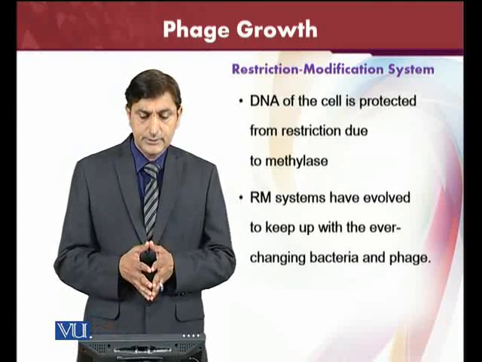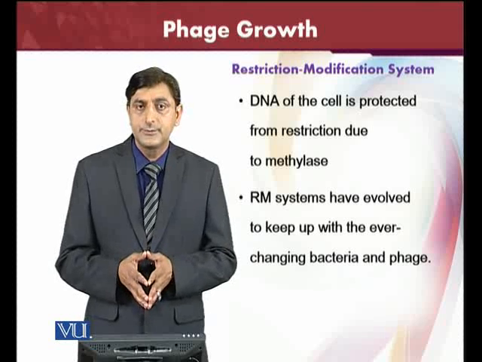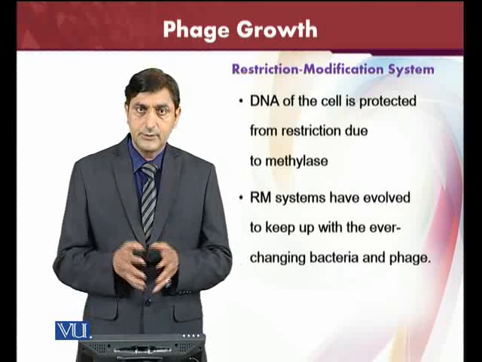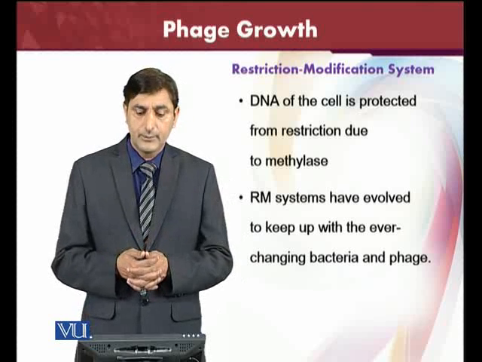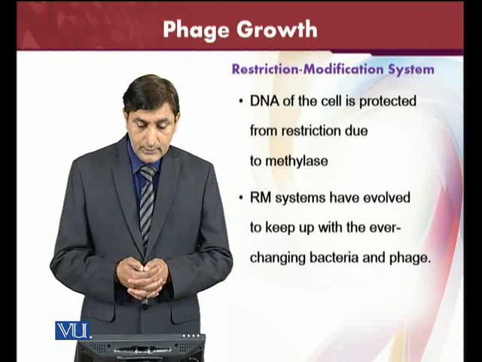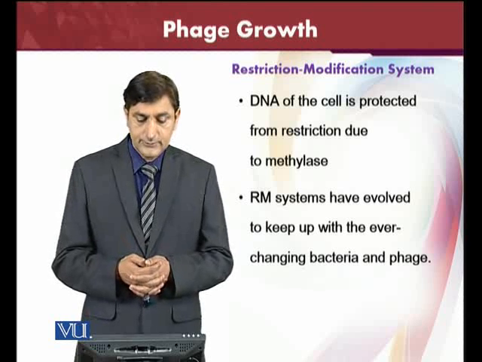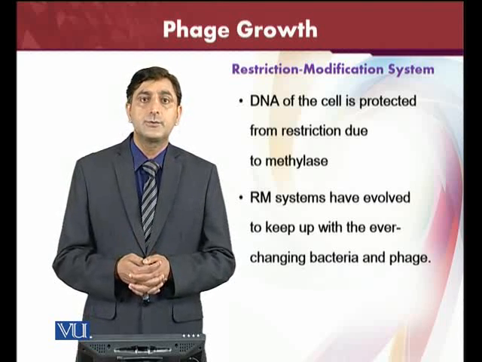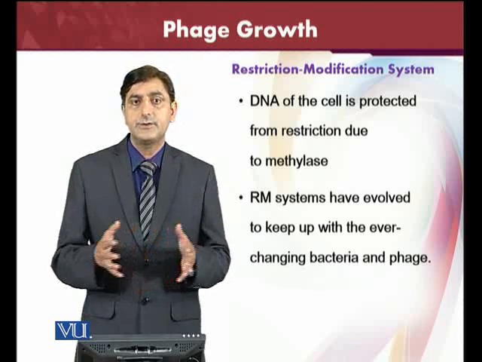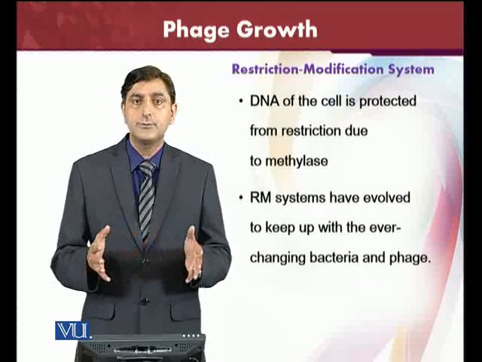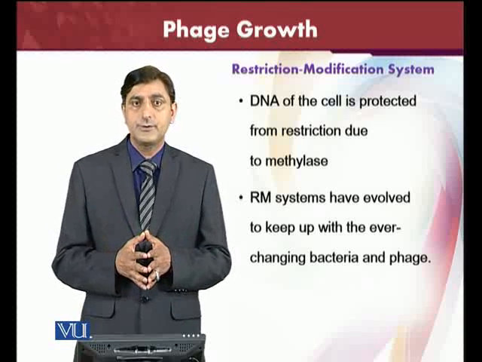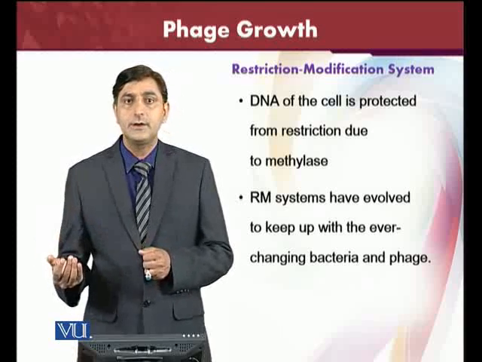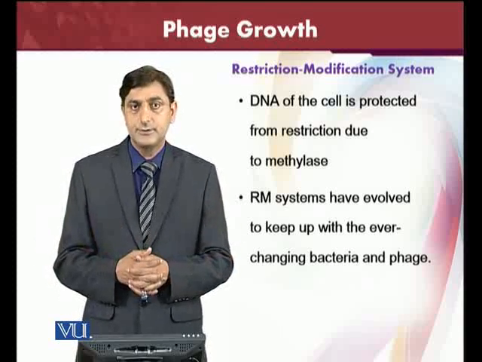The DNA of the cell is protected from restriction due to methylase. The methylase enzyme is also present, and this is also its role in evading the phages. Therefore, the restriction modification system has evolved to keep up with the ever-changing bacteria and phage. The bacteria and the phages are ever-changing and evolving according to their situation. So restriction modification systems are always there. The phage will modify itself, then the bacteria will restrict, and so on.